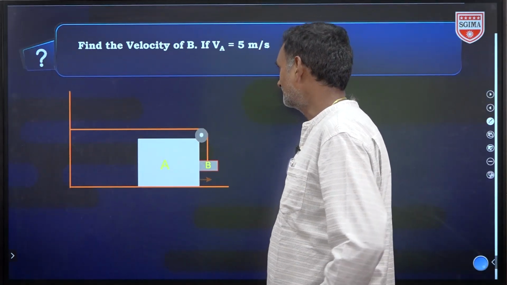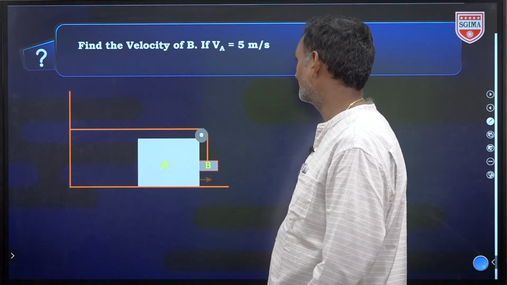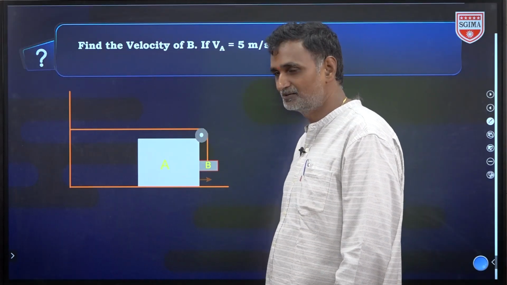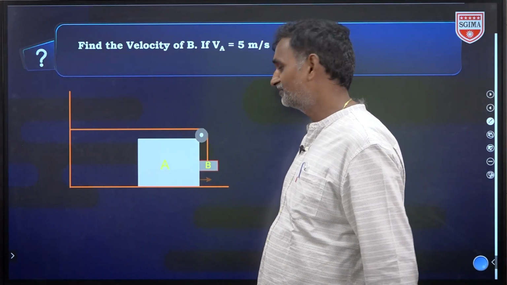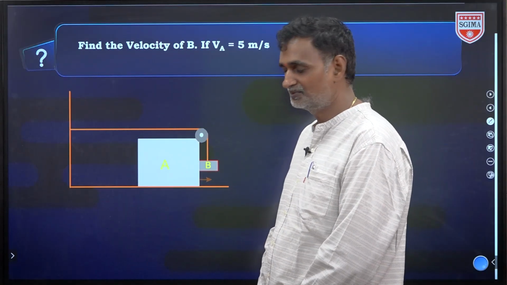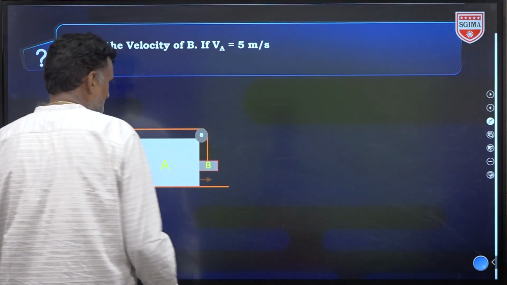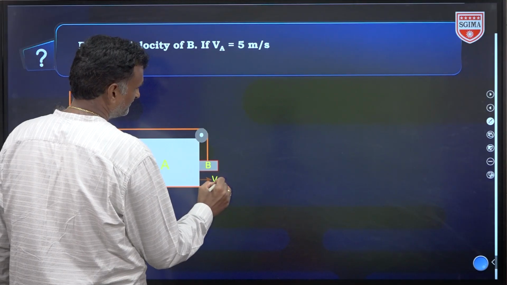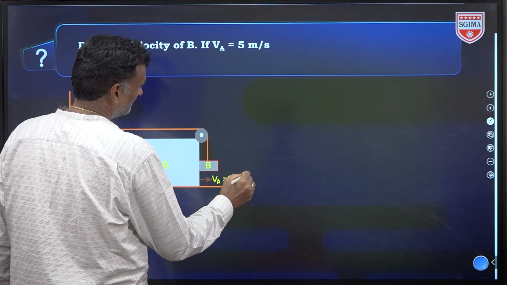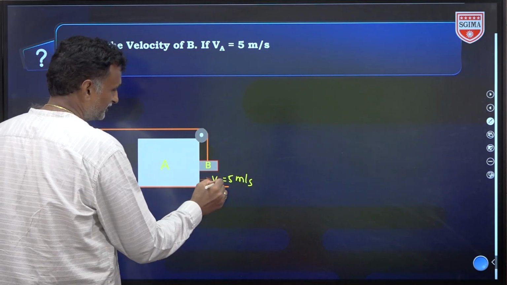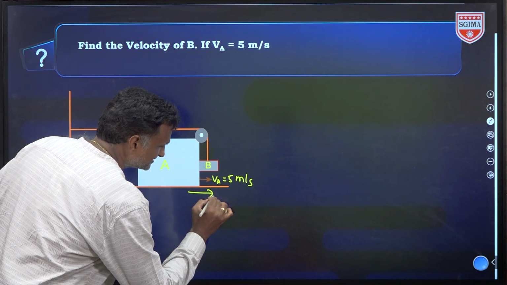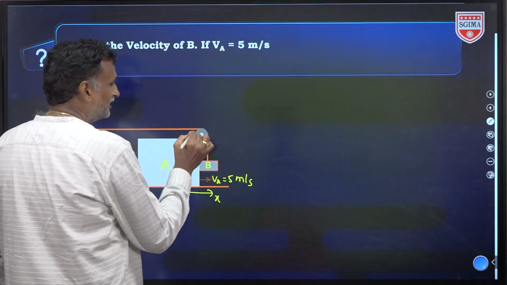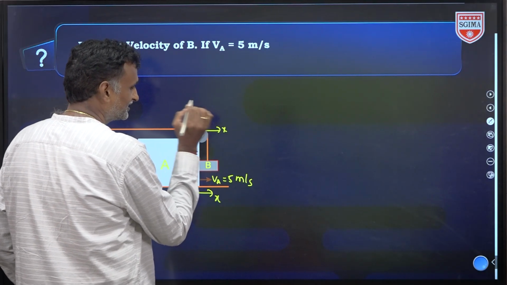here we need the velocity of block B. They are asking, VA is given. Okay, block only, like a wedge, we can take some variation here, a block kind of question. So this block is initially going right side with a speed VA of 5 meter per second. So we need to analyze like this: if A is moving right side by x, then the pulley also moves right side by x.